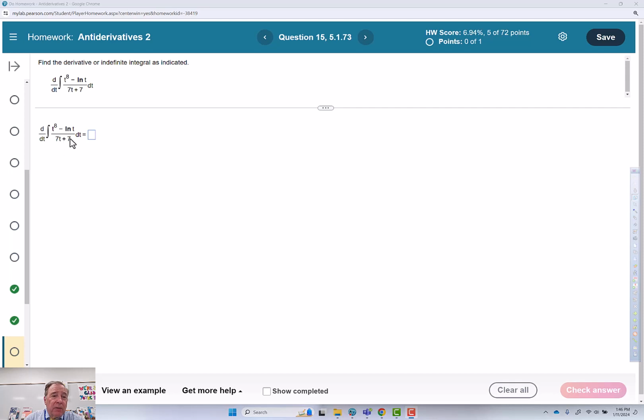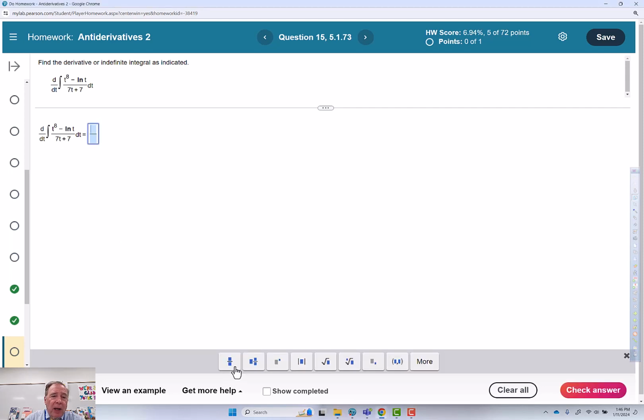Then the derivative undoes the antiderivative, just like everything works in the math toolkit. And then we'll destroy the plus c. So we're actually just going to be right back to where we started. So we're just going to put in that original integrand of the original problem. So t to the 8th minus the natural log of t, go down into the denominator 7t plus 7, and that's it.